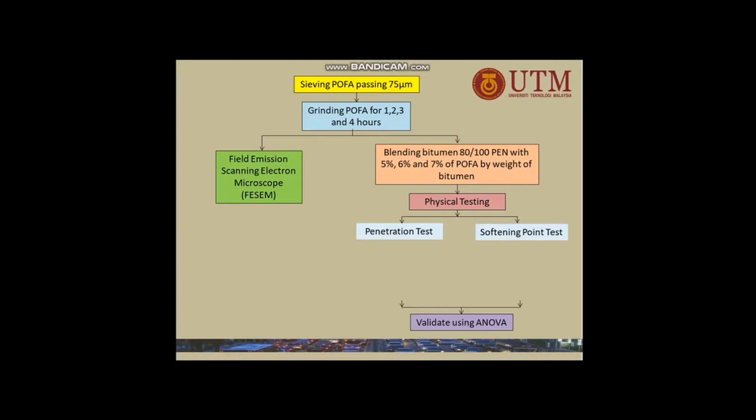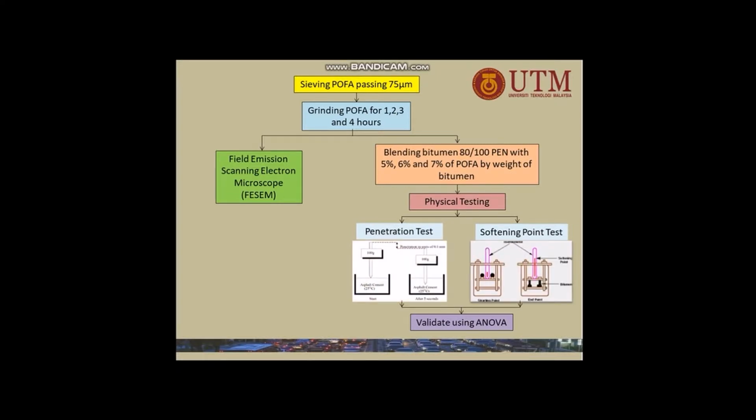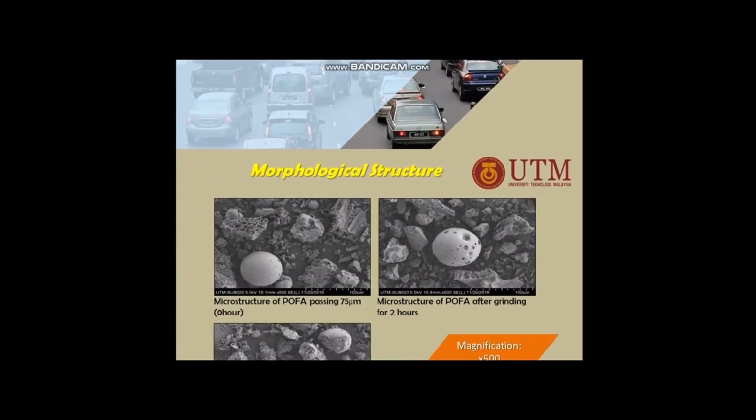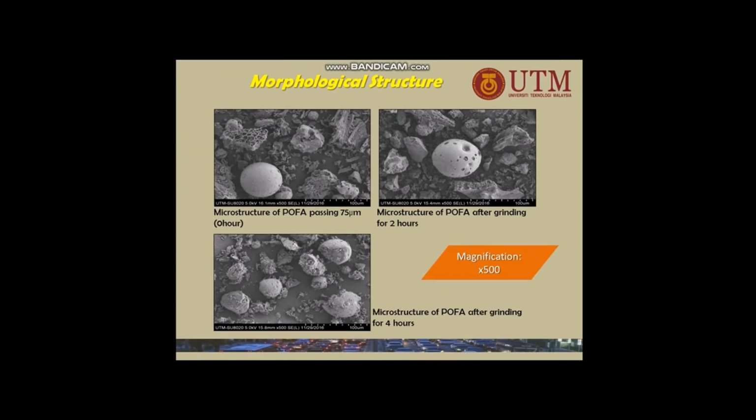Two physical tests, the penetration test and the softening point test, were performed on all samples. Finally, the results from both tests are validated using ANOVA. Here are the images of POFA observed under FESEM at magnification of 500. Generally, POFA has a porous and spongy texture and an irregular shape. It is also proof that further grinding of POFA reduces the fineness and size of POFA into a much smaller size compared to the first picture.